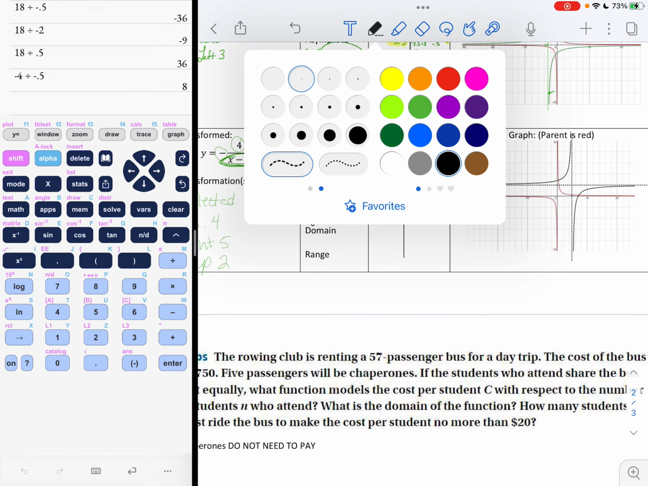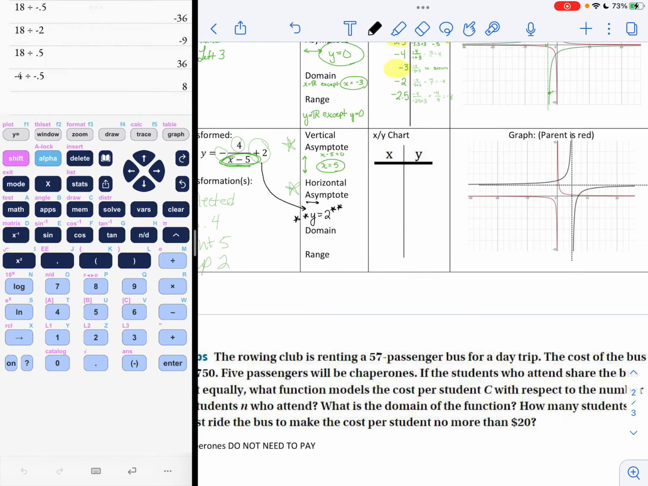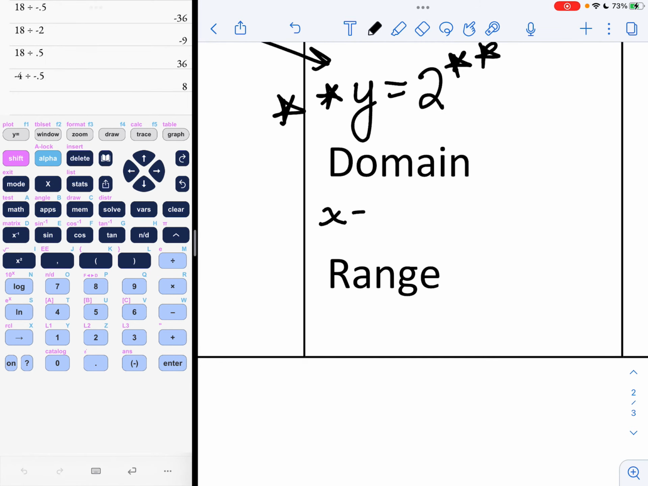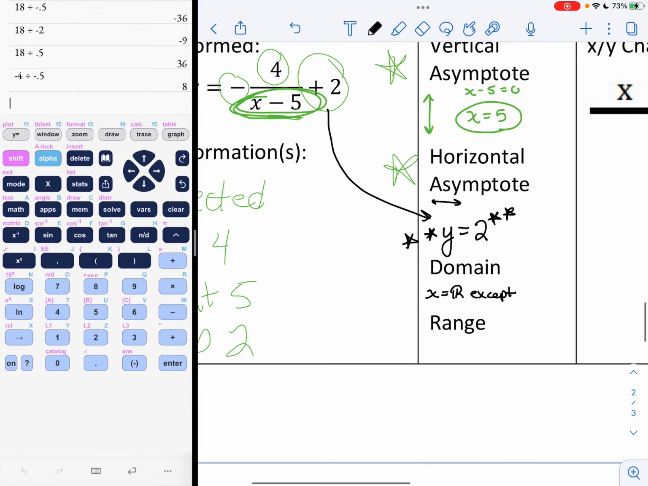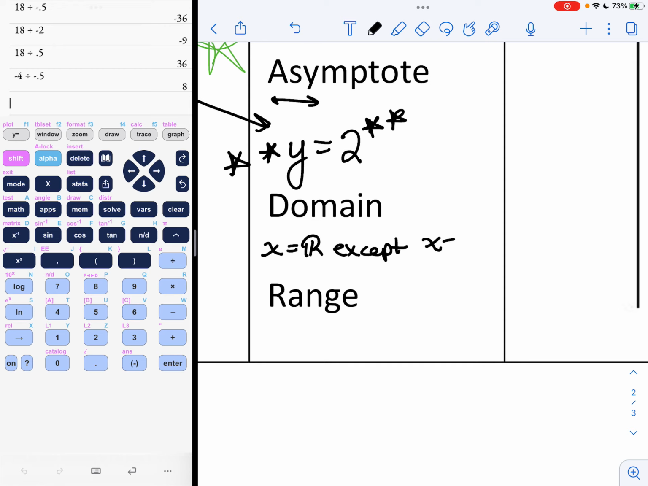Your domain, let's talk about that domain again. Remember, it's all real numbers. You can plug in anything you want for x except, what was in the denominator? A minus 5? x is not allowed to be positive 5 because that would give you 0 in the denominator.